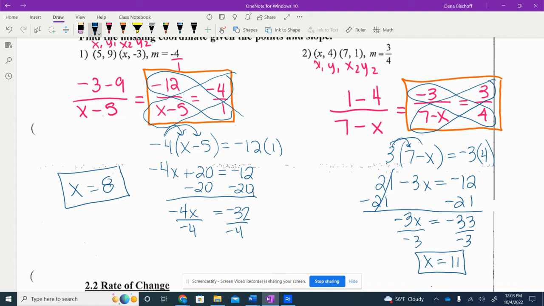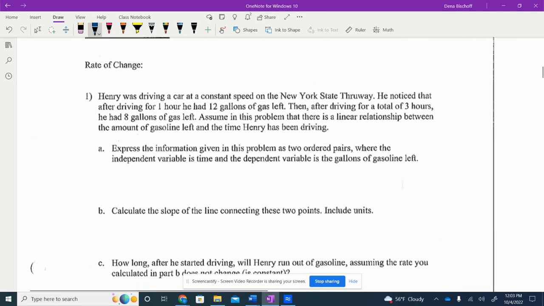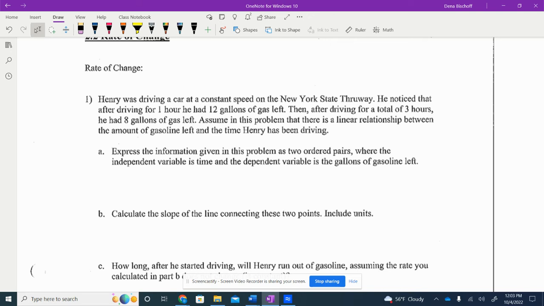Do you guys feel okay with that? Do you remember doing that? Okay. We have 2 examples of rate of change.